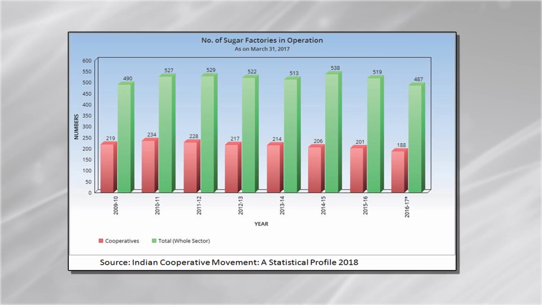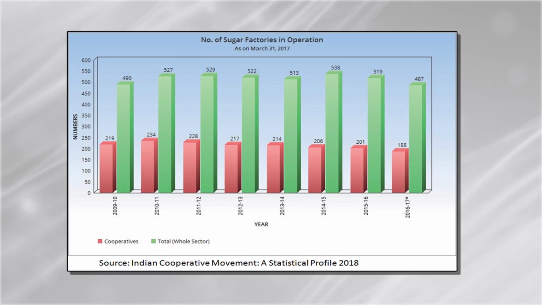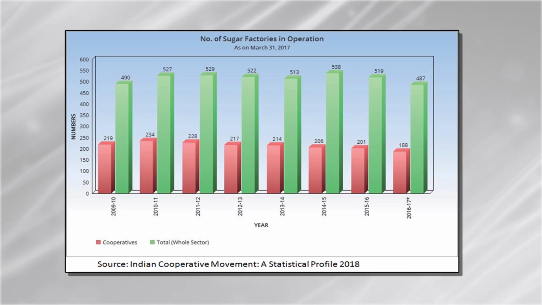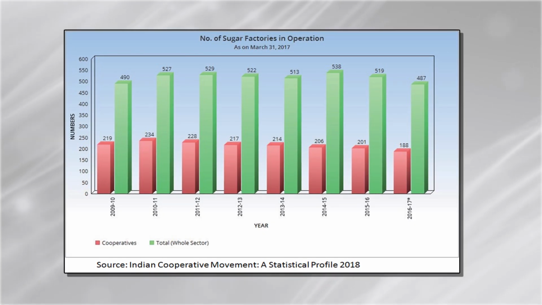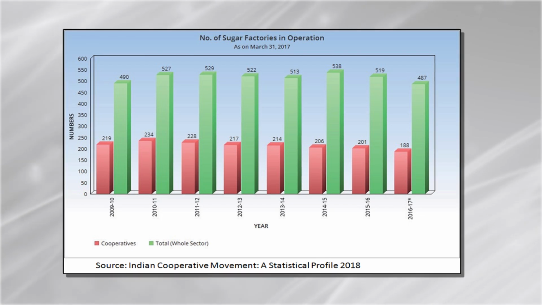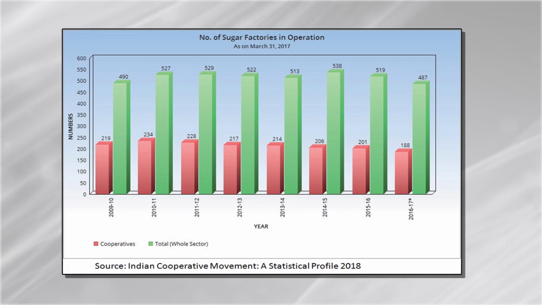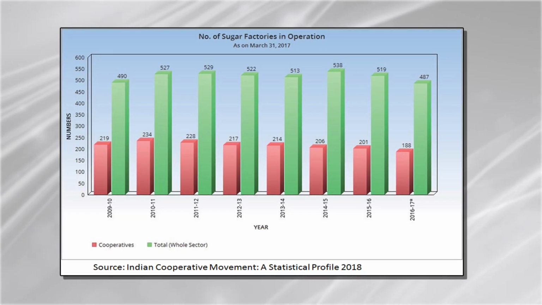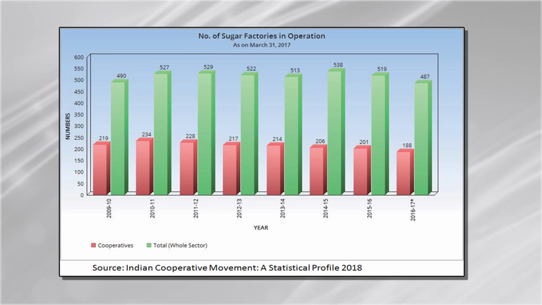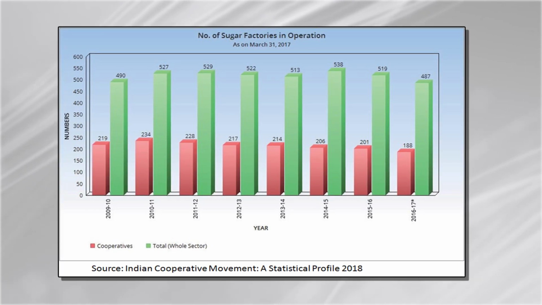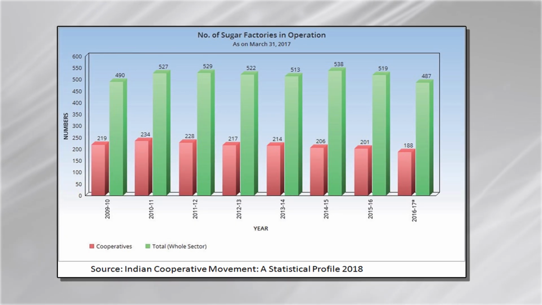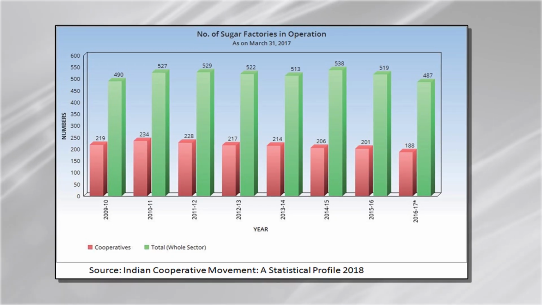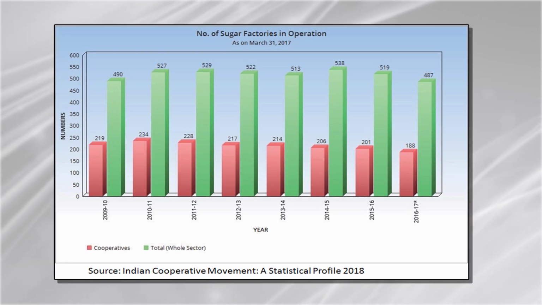And the trend you see over the period of time, the number of factories working under the cooperative sector initially increased to 234 in the year 2010-11, then 221 in the year 2011-12. Then it started declining over the period of time, and in the year 2016-17 we have 188 sugar producing factories in the country working under the cooperative sector, and 487 factories working as a whole in the country in 2016-17. So the share of the cooperative factories which are functional is declining over the period of time.